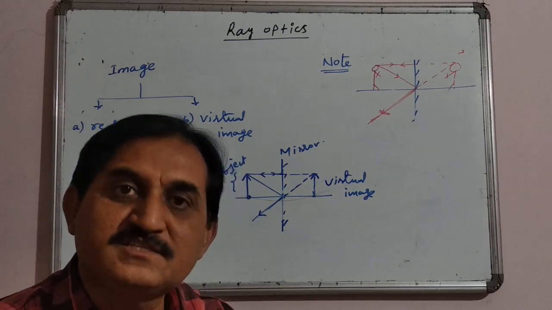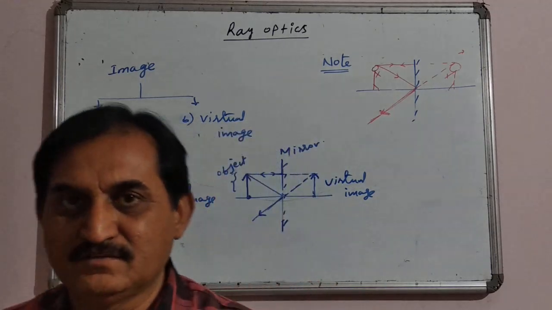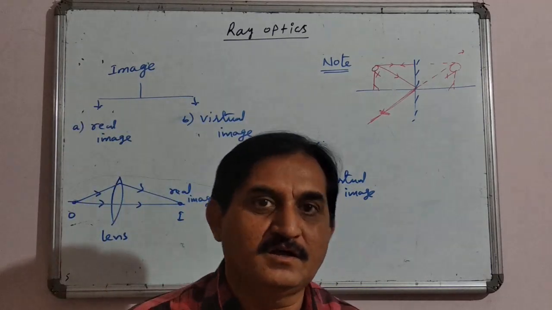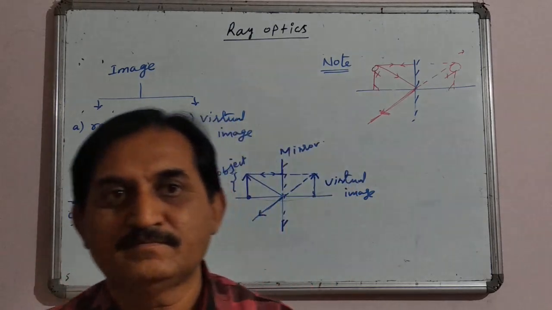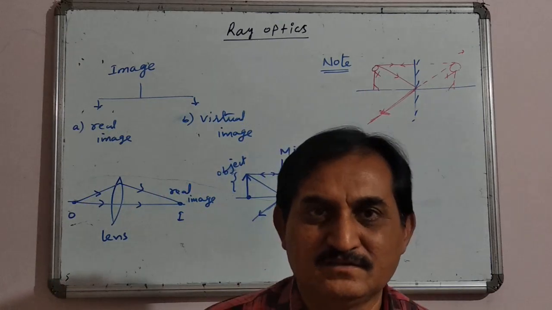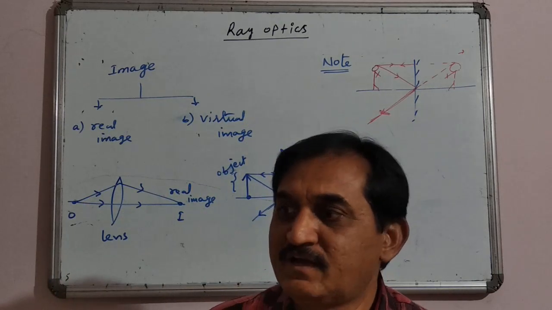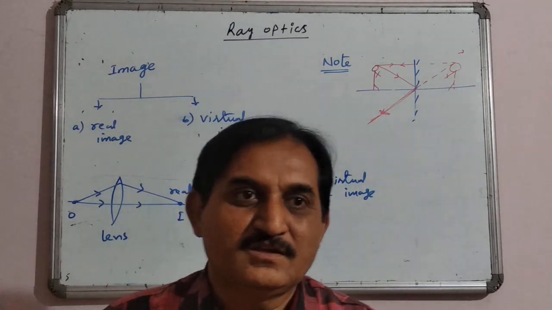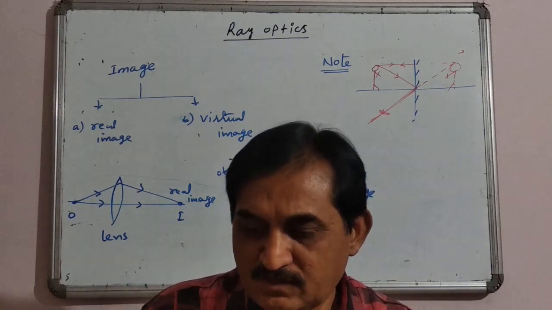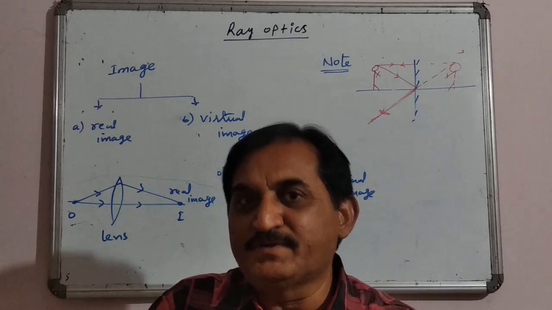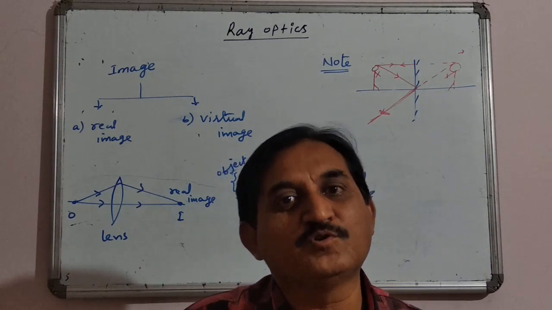And a real image is obtained on the screen, so we can catch it on the screen. If you go for live examples in our daily life, in the cinema theater, the movie on the screen is a real image. And our photograph in the photo studio: our photograph is taken in the photo studio, and he will give our photo on the paper. So the paper is taken as the screen on which our photo is the image.